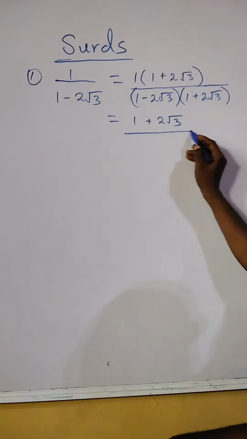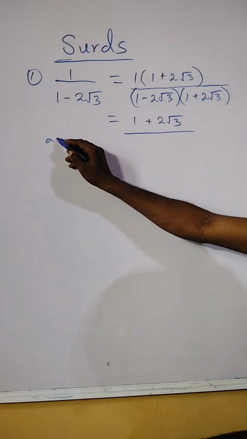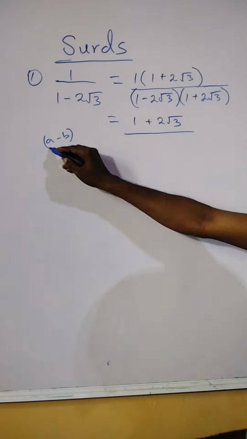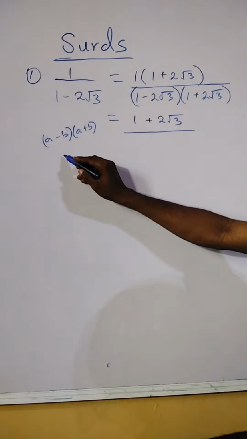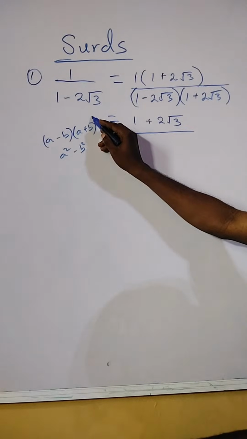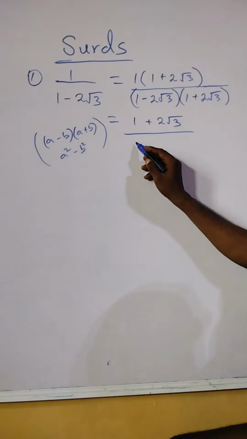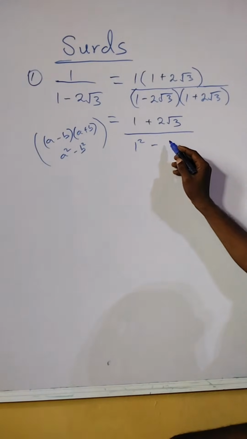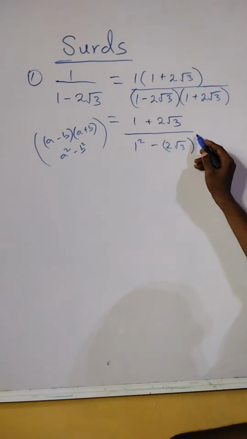Then divided by, here this conjugate surd follows when we have a minus b in brackets times a plus b, which you can express as a squared minus b squared. We call this the difference of two squares. Here, a is 1. We have 1 squared minus b squared, that's 2 root 3 all squared.